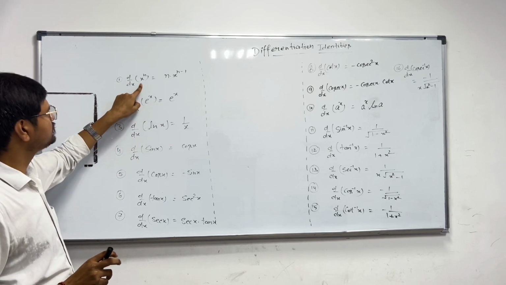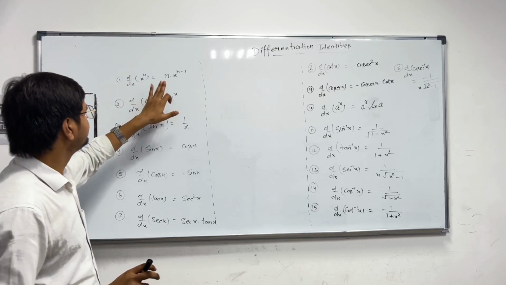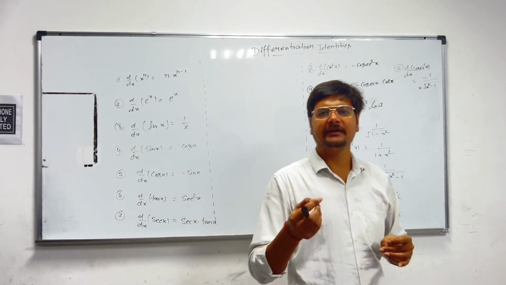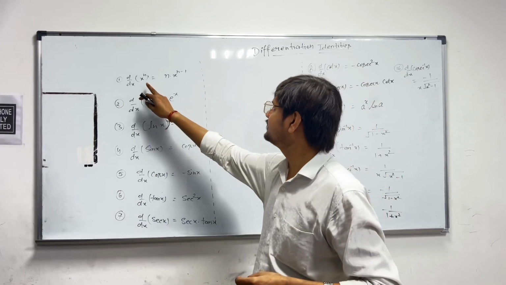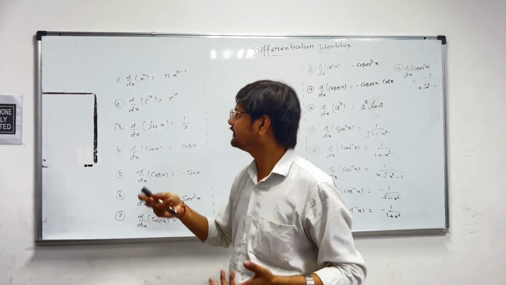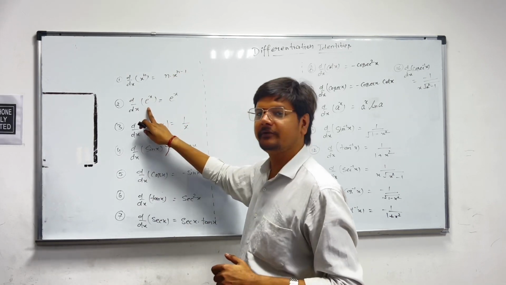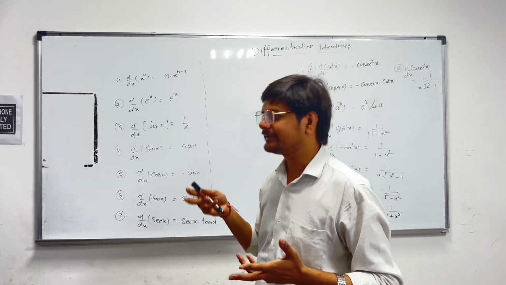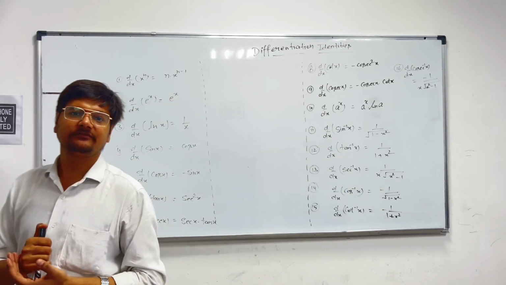This is x to the power n. The differentiation of x to the power n is n x to the power n minus 1. Means there is power n, so the power will multiply and the power is reduced by 1. That is the identity. I have explained this one earlier. And the exponential function will be the same. I also explained the exponential function in the last video.